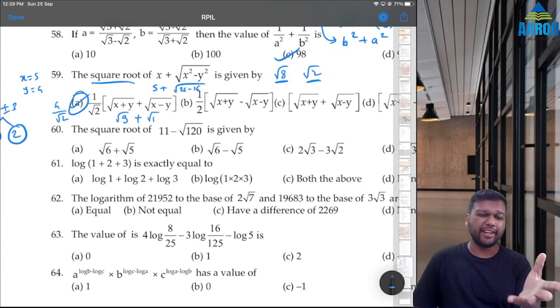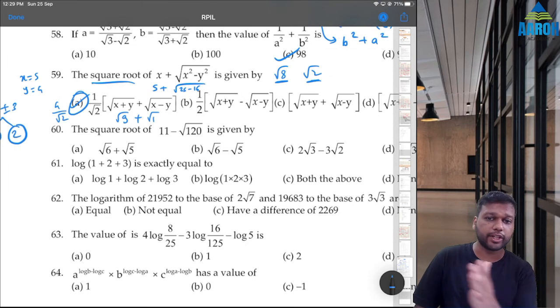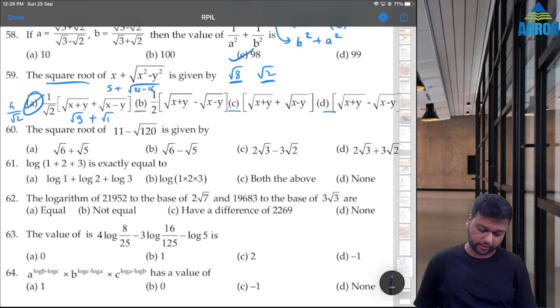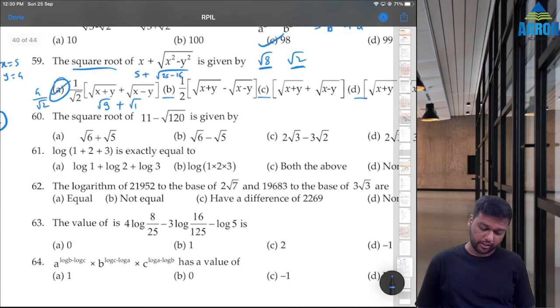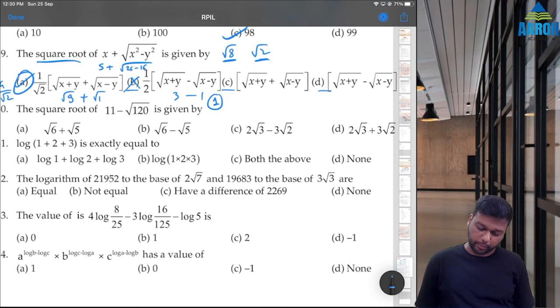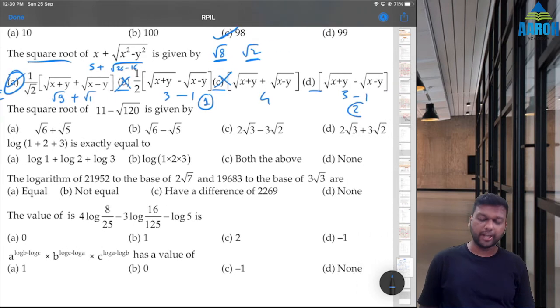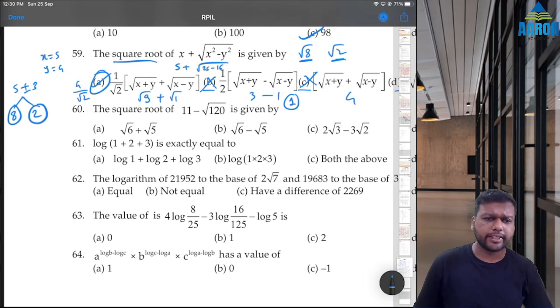Ideally in the exam you don't even need to check options B, C, D. But right now if you want, you can check options B, C, D to see what you get. So this is going to be 3 minus 1, 2 by 2. So this is 1, not the correct answer. Option C is again 3 by 4, so not the correct answer. This is 3 minus 1, correct, so 2, again not the correct answer. Fine. So A is the correct answer for question number 59.